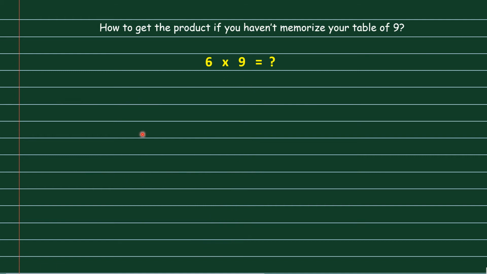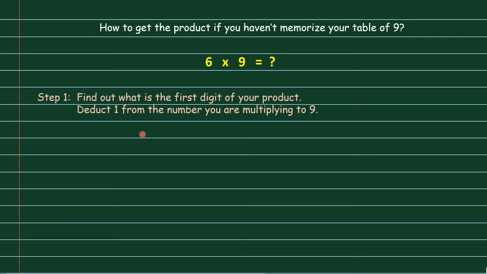Now, let's solve 6 times 9. Let's do again step 1. Okay, the number that we are multiplying to our number 9 is 6. So, let's write 6. Deduct 1, so minus 1. 6 minus 1, we have 5.